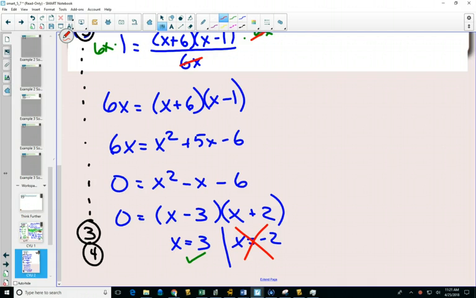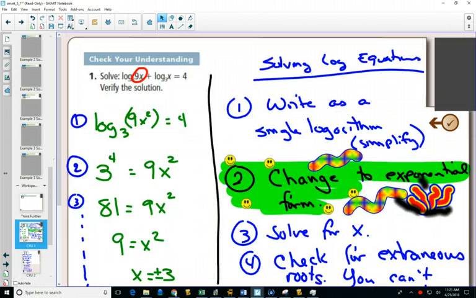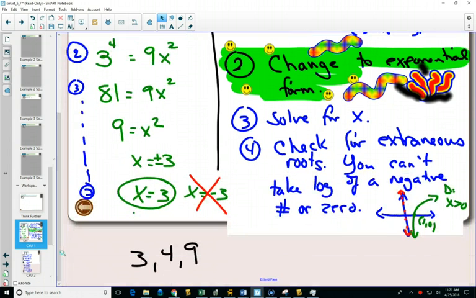Now I want to point out something, because some of you are developing a bad habit right now even though you don't know it. Okay? We have done 2 examples, and in the 2 examples we got 2 extraneous roots. In the second example, our extraneous root was negative 2. In our first example, our extraneous root was negative 3.